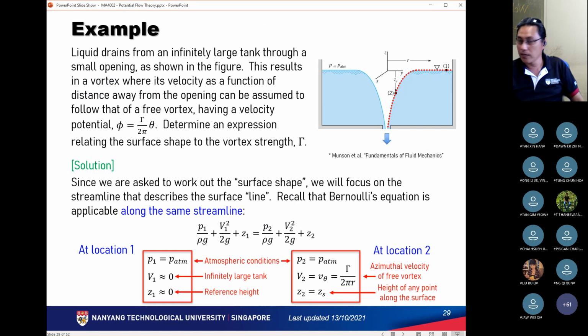Now with that, let's move on to an example. A very simple one. Don't be too worried by this figure here. It just looks horrible, but actually it's not that bad. Let's go through this quickly just to get some understanding. Now we have liquid draining from an infinitely large tank, as shown by the figure here, through a tiny little opening. So imagine this is a cross section of a superbly large tank, and water, you can say it's water, is flowing through this tiny little opening here.